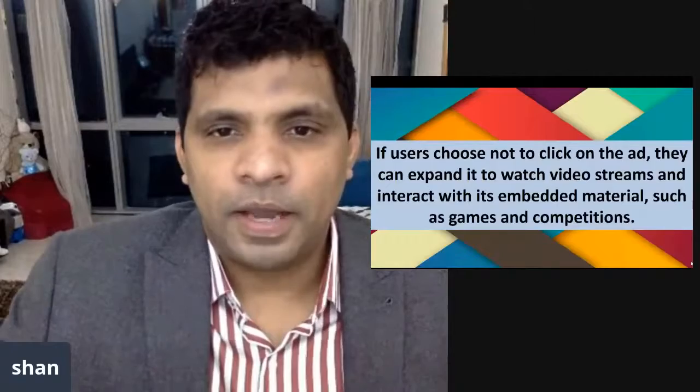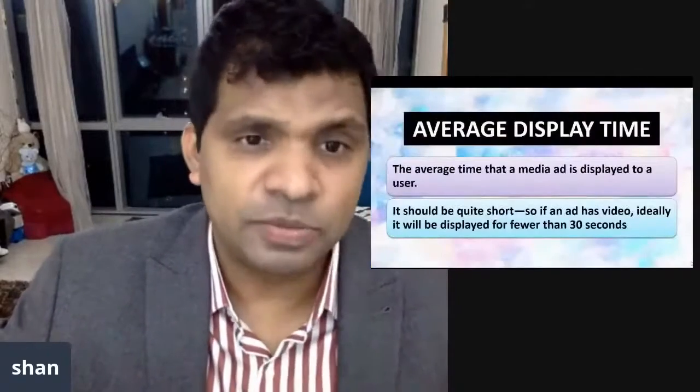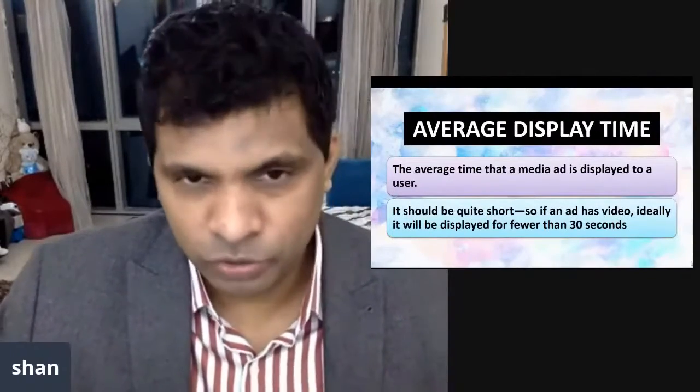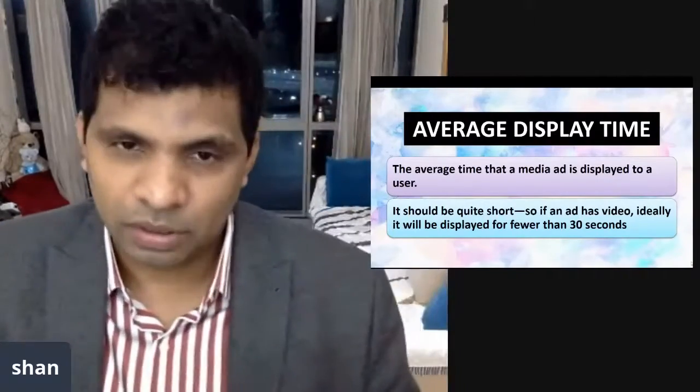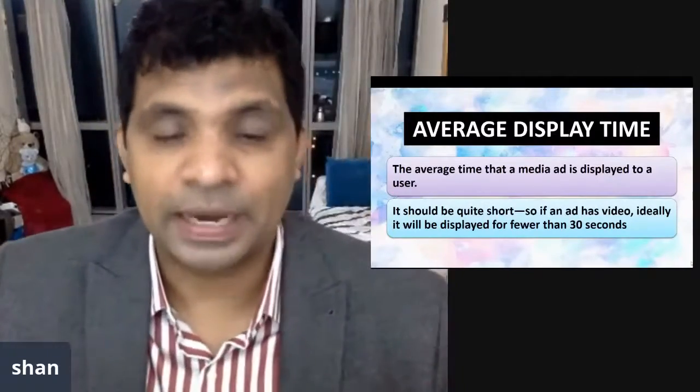Okay. Now, average display time is how much time you want to show an ad. You can configure that on YouTube or Facebook, and you can show it there. Usually an ad of 15 to 30 seconds is recommended. So display time, that's the best one.